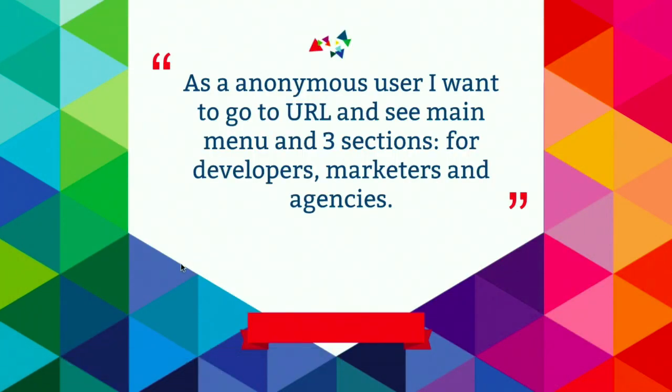So here's our first test and the first story as well. As anonymous user, which we have our role, I want to go to Drupal.org and see main menu in 3 sections for developers, marketers, and agencies. So I actually test 2 things. I want to make sure that the menu is visible, and I want to make sure that there are 3 sections. I don't really care about Drupal blob, right? But you can see how you can build your story from here.